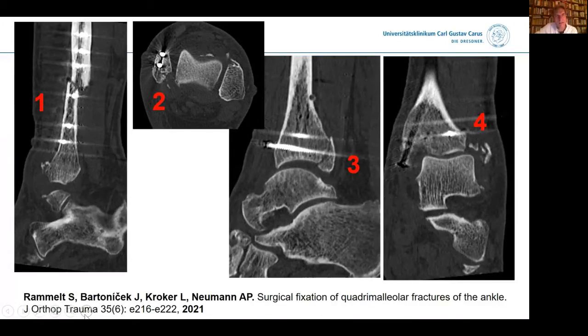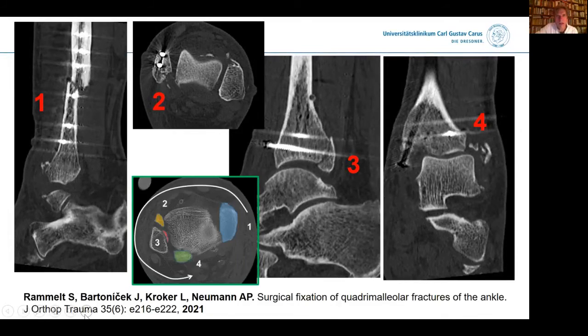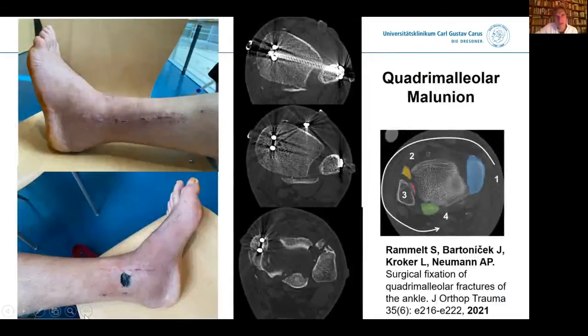And if you look at the CT scan, you can really see that all 4 malleoli are malunited. There is a malunion of the distal fibula, which is short and shifted anteriorly. The medial malleolus is malrotated. The posterior malleolus is too far down, creating a step-off in the joint, and the anterior malleolus is broken off. And so the fibula doesn't know where to go, and the whole ring is broken and malunited in all 4 corners.